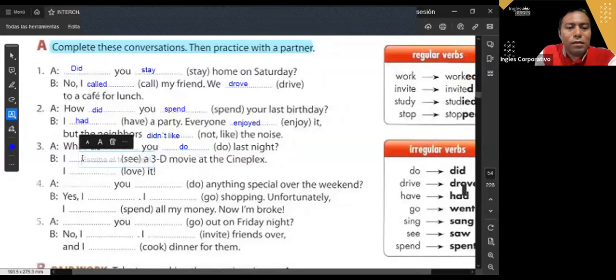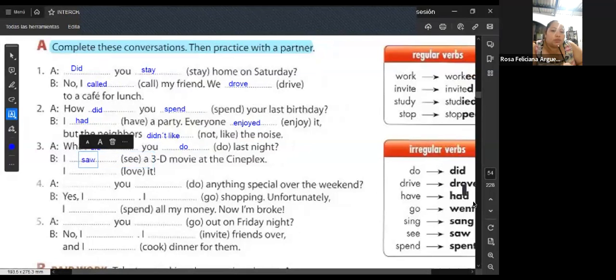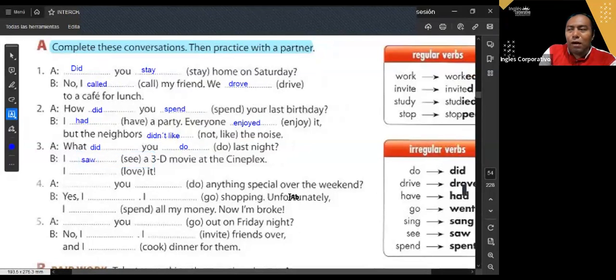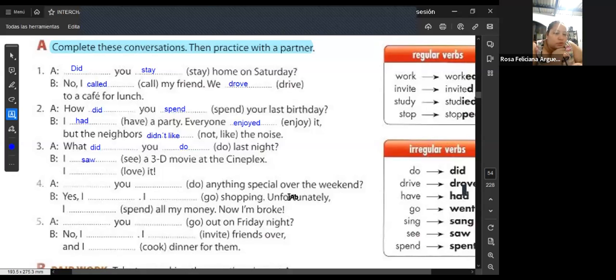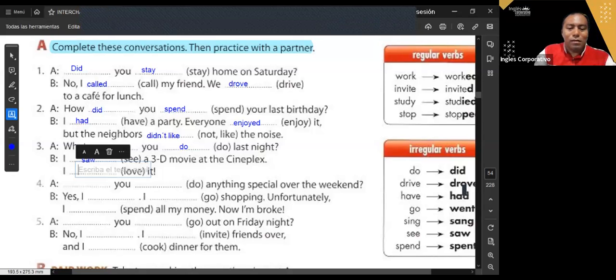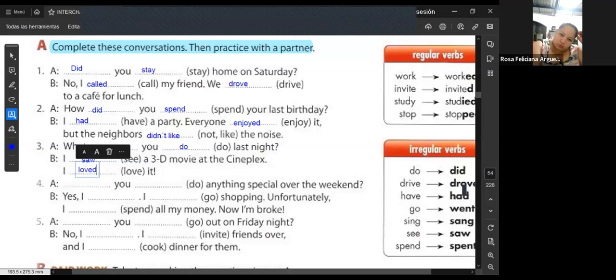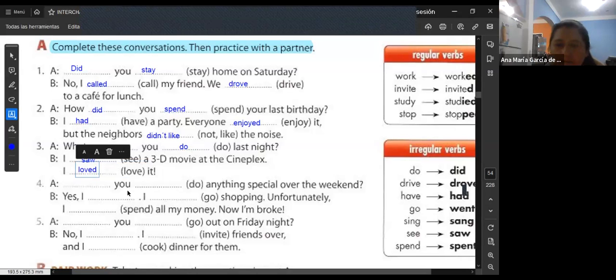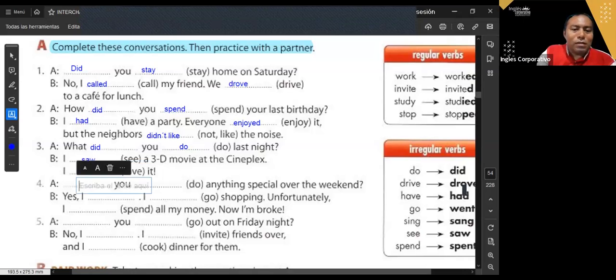So, the next one. El pasado de see. I saw. Y tiene la película Saw, pero no se pronuncia así, ¿verdad? La pronunciación correcta es saw. Mirar, yo vi, el pasado de mirar. O también significa sierra, que por eso se llama la película sierra. Literalmente dice sierra. Entonces es eso. Ok, now, I loved it.